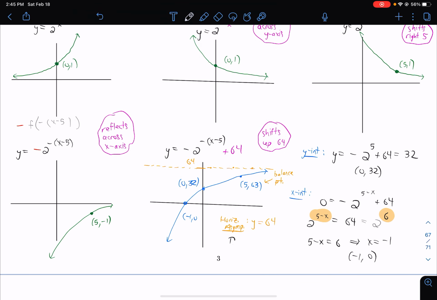So domain, I'll put D for domain, R for range. My x values could be anything. Domain is -infinity to positive infinity. The range, the y values start all the way down here at going to -infinity. And the y values get really, really close to 64 going this way, but they never reach 64. So comma 64 and parentheses. All right, and that is everything I wanted: graph, relevant points, asymptotes, domain and range.